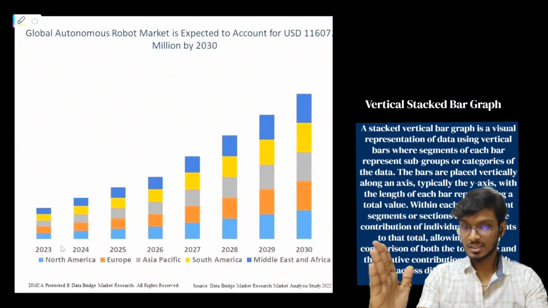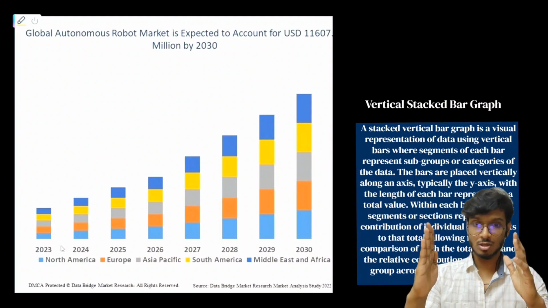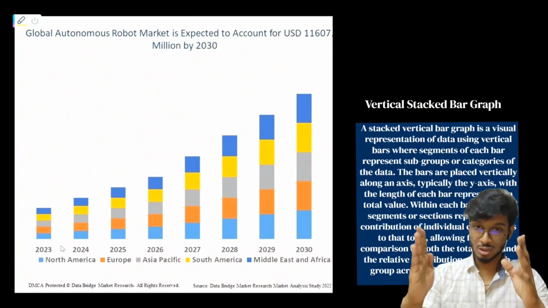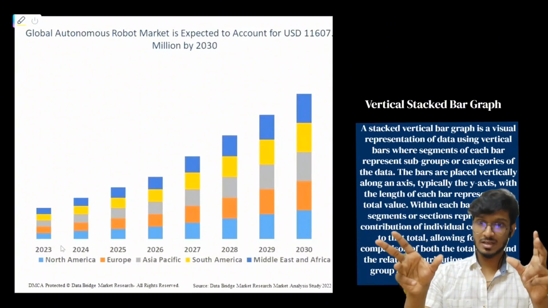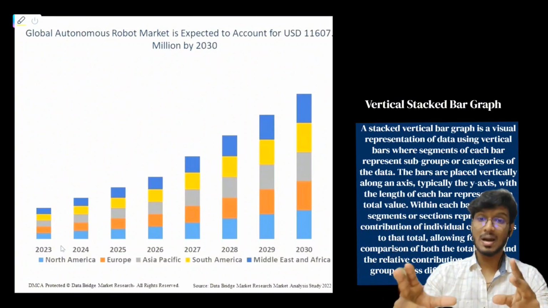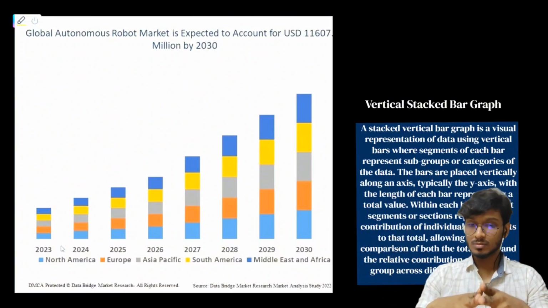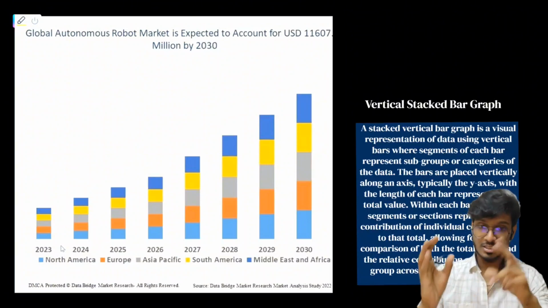So from 2023 to 2030, the expectation is to reach 11,607 million US dollars by 2030. Can we even imagine this market is going to hit 11,607 million US dollars by 2030? This is expected data. It may be above it, it may be below it. That's just a prediction.